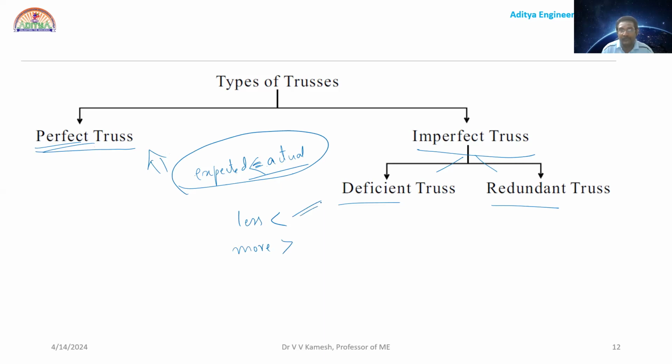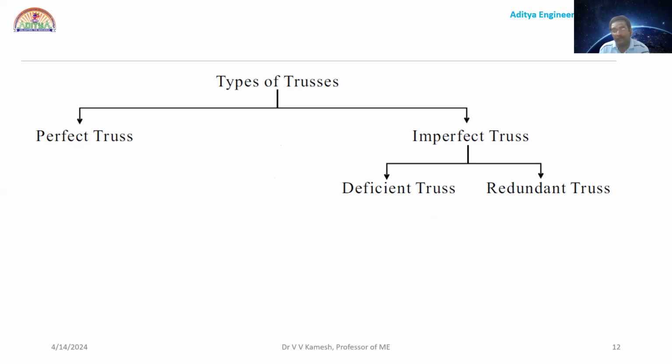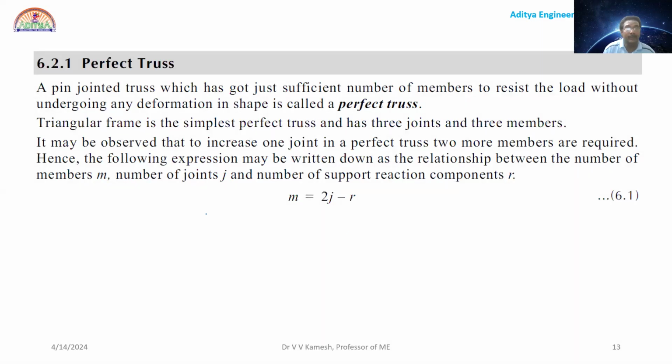If it is less, you call it a deficient truss. If it is more than required, it is called redundant, okay? So these two are called imperfect. That means either you are in a less condition or you are in a more condition. Now, what is expected? What is actual? What is the rule actually? So now we'll go to the actual condition.